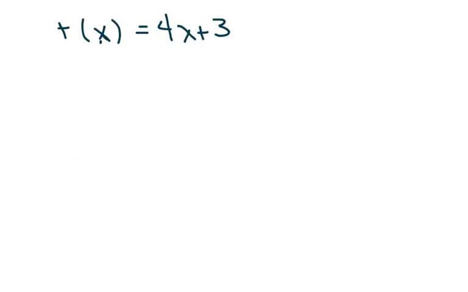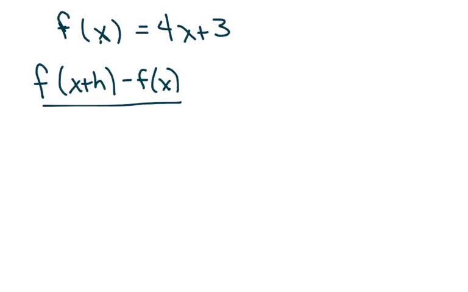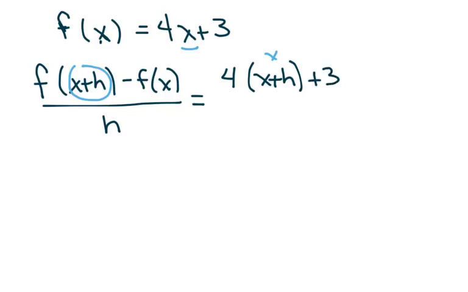So the first one we're going to do is f of x equals 4x plus 3. So our difference quotient is f of x plus h minus f of x over h. So this is going to equal 4. Everywhere there's an x here, we're going to put x plus h from here. This was your x here, and I just inputted x plus h. Now don't forget to add your plus 3. And we just took care of this part right here.